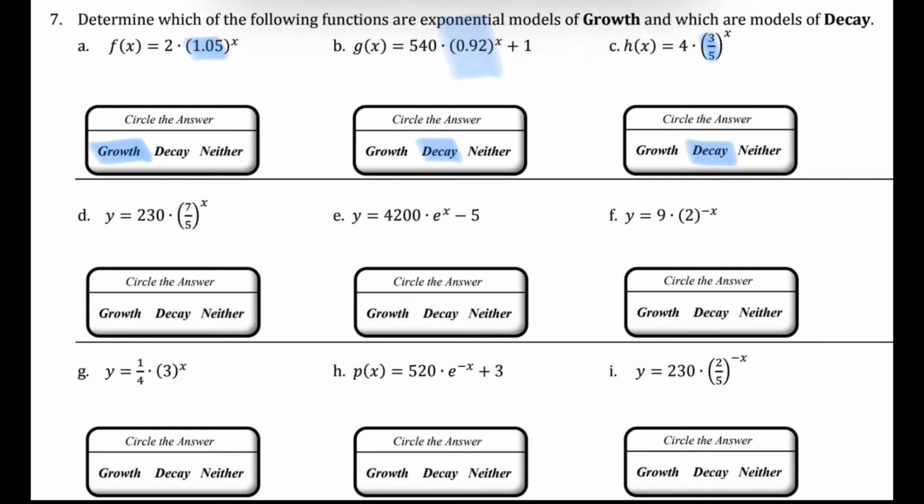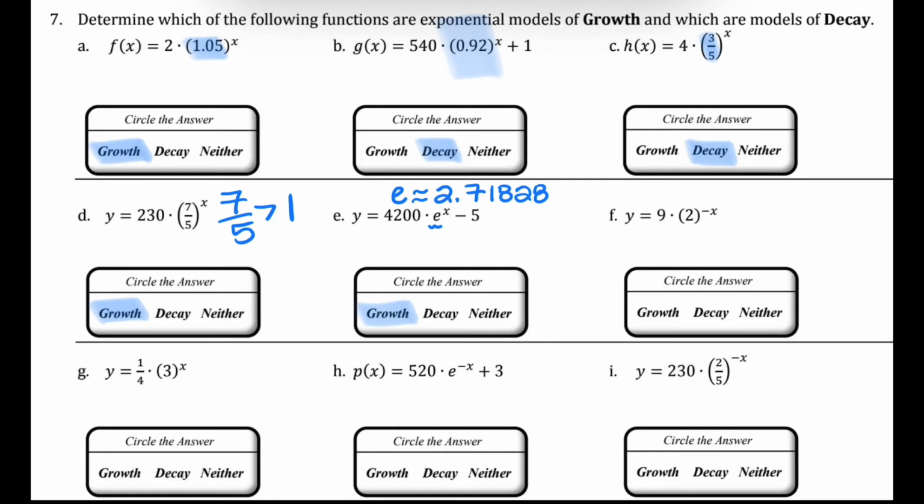On D, you may be thinking, oh, that's a fraction, it has to be decay. But that's not true because 7/5 is greater than 1. So this means that I'll have exponential growth in this example. If you've never seen E before, E is approximately 2.71828. So this is Euler's number. So here, since it is larger than 1, we're going to have exponential growth.